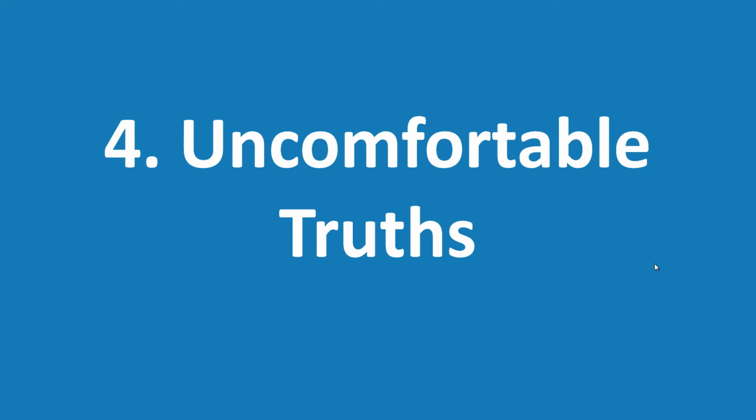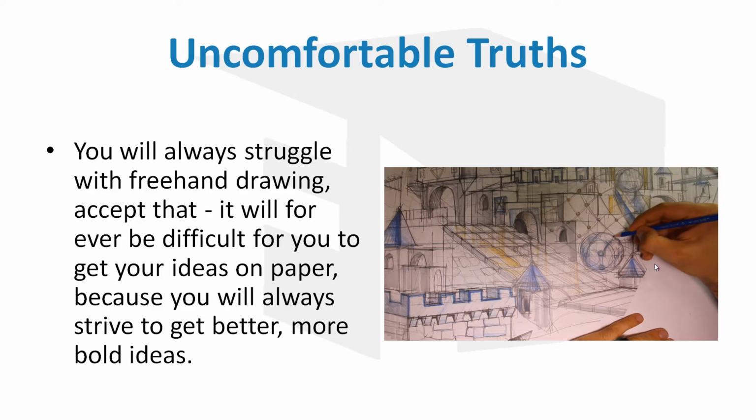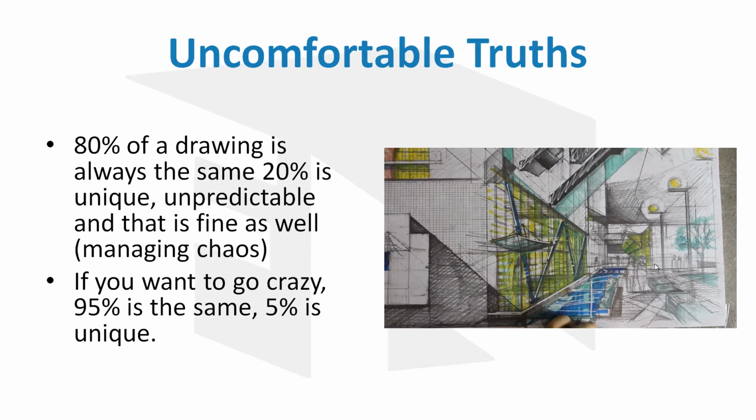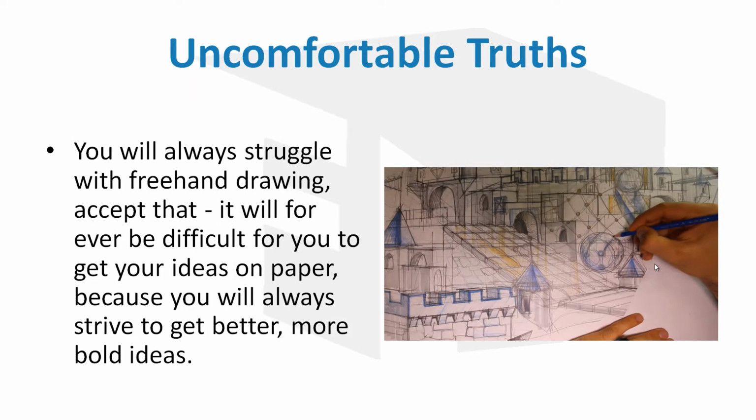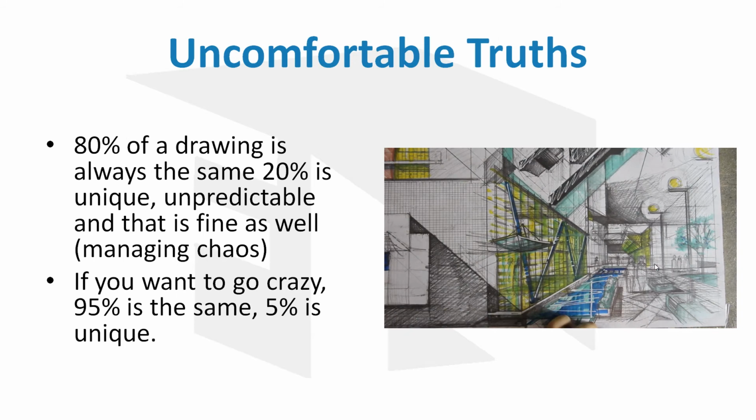Right, so uncomfortable truths that you need to master. This is the fourth pillar of freehand drawing. You'll always struggle with freehand drawings. You'll never get 100% correct lines. You can't do that. You're basically an organism on planet Earth, right? We're not robots. We can't be perfect, and we don't need to be perfect. That's the good part. 80% of drawing is always going to be the same, and 20% is unique. I guess it's quite repetitive at this stage.